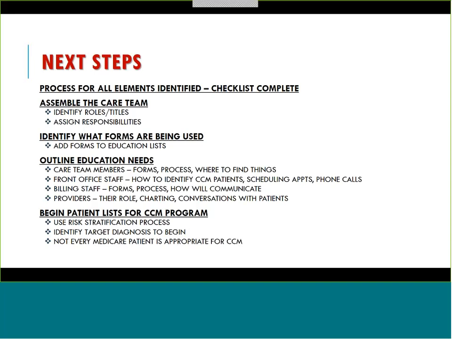Identify what forms you're going to be using. We've talked about a lot of different forms. You need to definitely have an outline that says we'll be using this form, that form. It seems like a lot of checklists and stuff, but it will organize you to have those forms listed out so that everybody understands what will be used for what. You need to add the education for those forms to an education list, which is our next section. You need to outline your education needs.